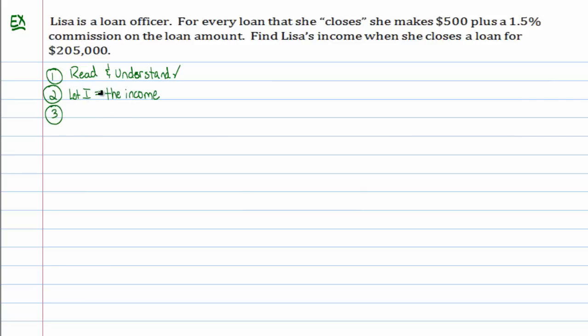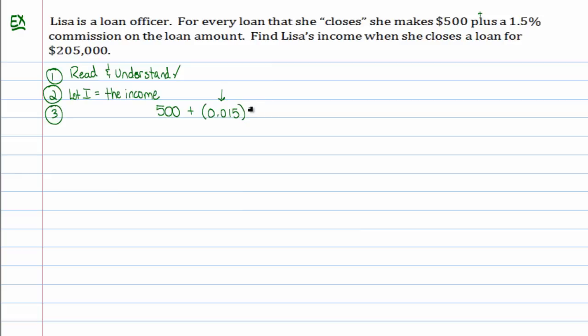So the third step is to write an algebraic expression, although this is actually going to be an equation involving this variable. Let's see. She makes $500. I know that. Plus, right? Because that word plus means plus. A 1.5% commission on the loan amount. That's 0.015. Remember, percents must be written as decimals in mathematics. It's from arithmetic and pre-algebra and elementary algebra.